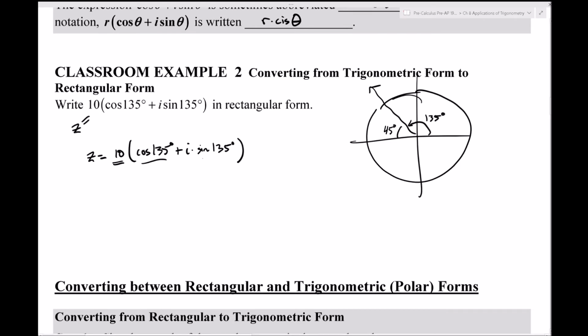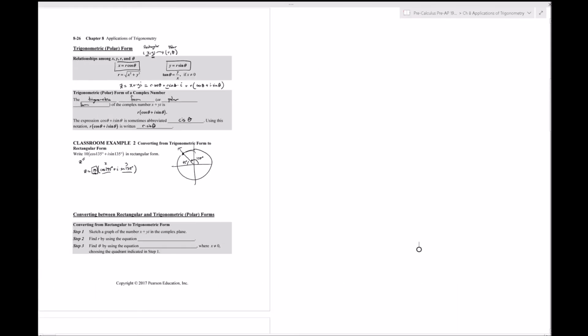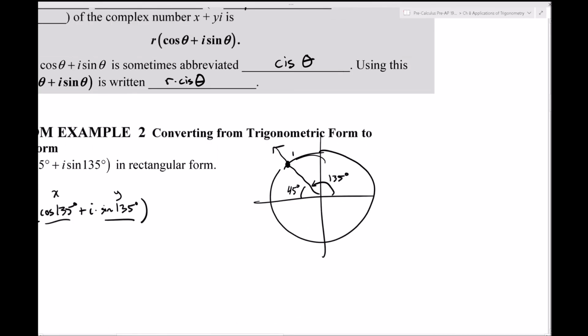Cosine 135 degrees plus i sine 135 degrees. The x coordinate is cosine of 135. The y coordinate is sine of 135. So in other words, we're talking about the unit circle, x coordinates here, y coordinates there. We're talking about a point on the unit circle. If it wasn't for the 10 on the outside, what does that 10 do? What the 10 does is it changes the radius of that circle from 1 to 10.